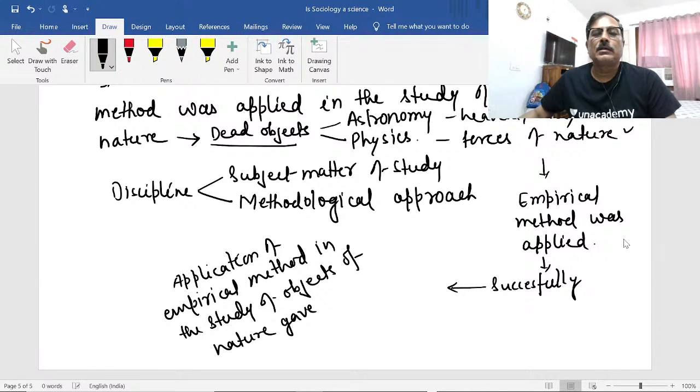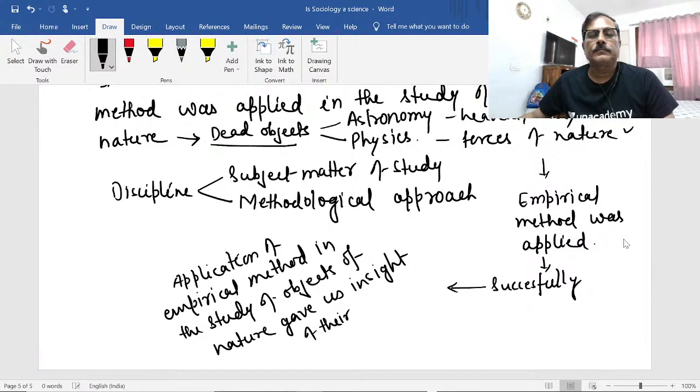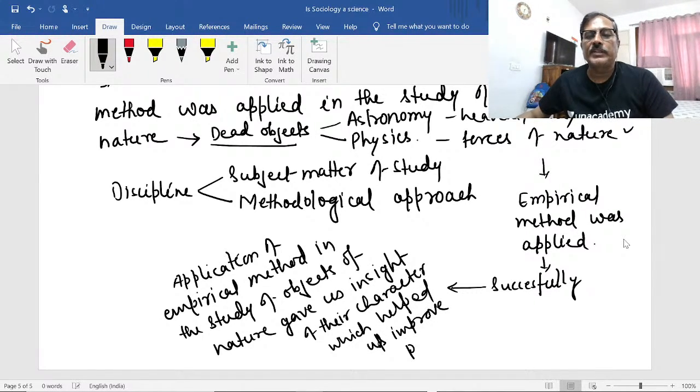gave us insight into their character, which helped us improve productivity and control nature.